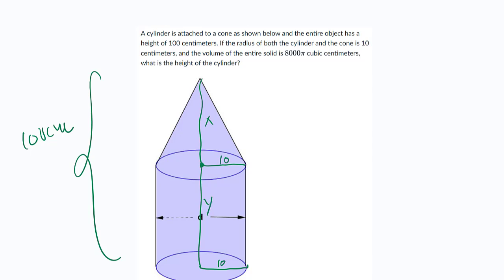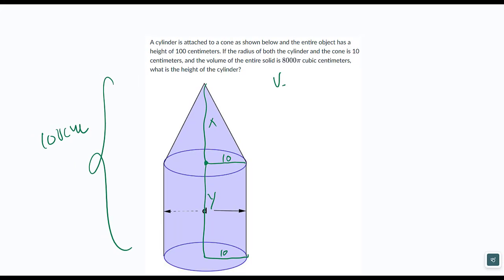Now, what we need to know now is the formulas. The volume of the cone is simply equal to 1/3 pi r squared times the height. That's going to give us 1/3 pi. The radius there is 10, so that's going to be 100 times the height, which in this case is simply x.